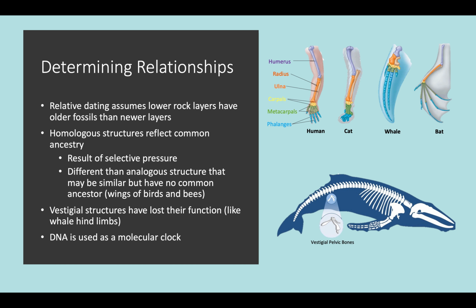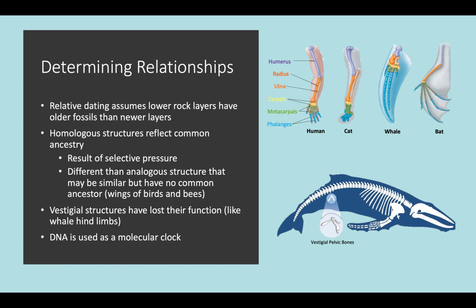This slide really helps us discuss determining relationships in organisms throughout time. Relative dating is a process that scientists use. It basically assumes that the lower the rock layers, the older the fossil that they find, and the newer rock layers that we explore, the younger the fossils, which makes a lot of sense. The deeper that you are in the ground, the older those fossils are going to be.